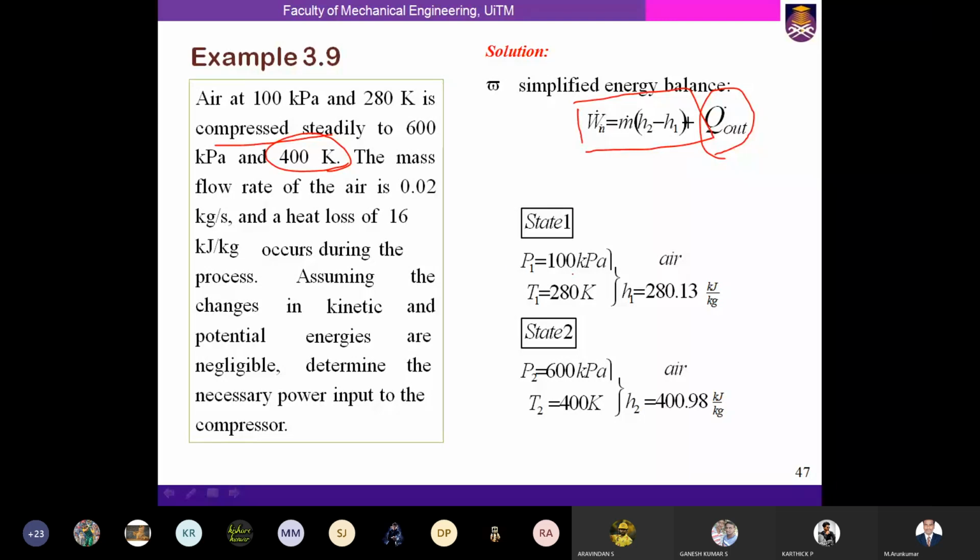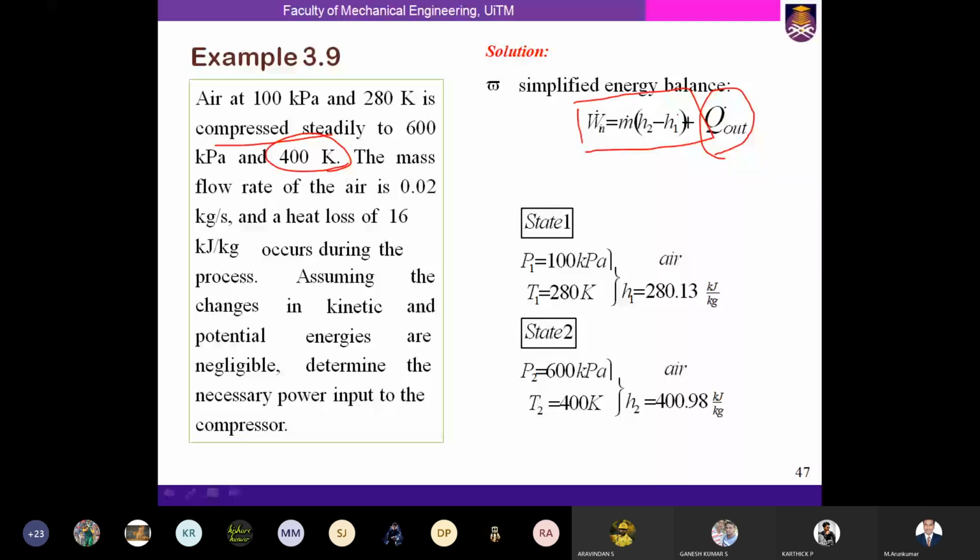Then we can have the other properties. T1 is given, so as usual we can find the H1 value. Then at state 2, they gave the P2 value and T2 value, so we can take the H2 value. So we have the H2 value and H1 value.